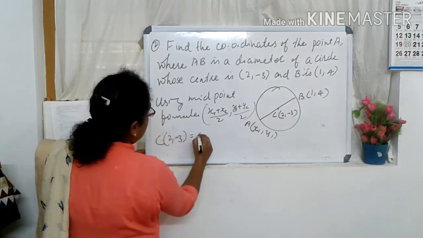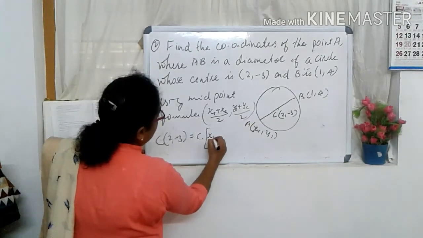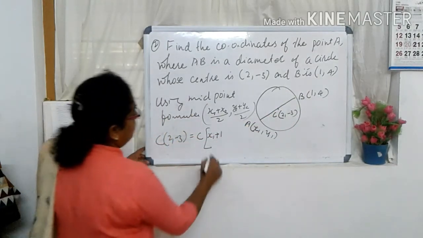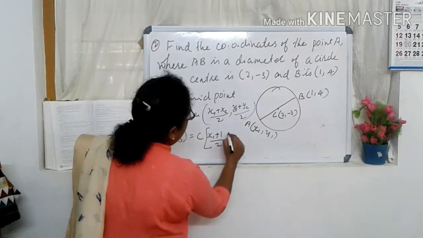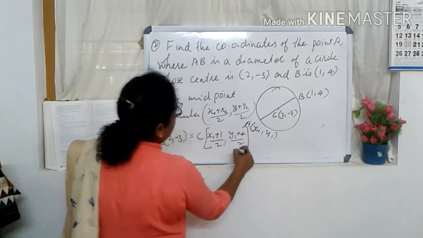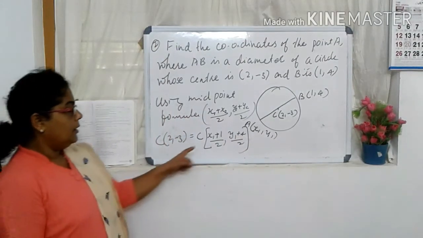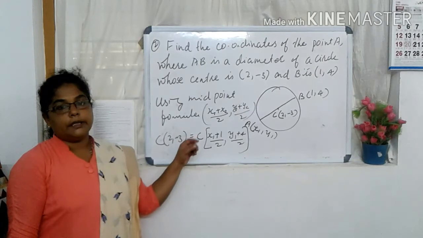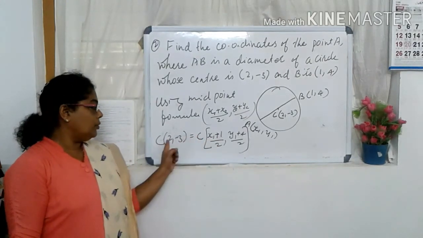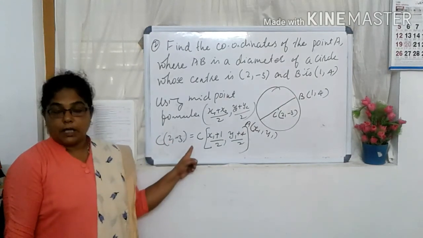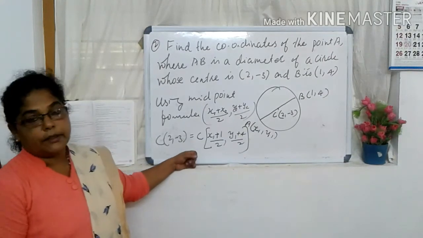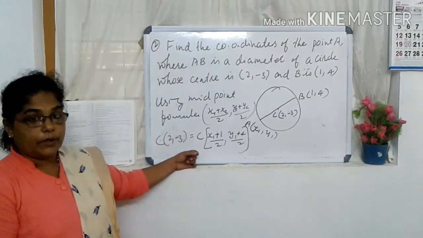So what is A? A is x1, and this is x2. So x1 plus 1 by 2 comma y1 plus, this is y2, y1 plus 4 by 2. Then similarly, like the previous example, equating the x and y coordinates separately: equating the x coordinate, x1 plus 1 by 2 equal to 2, you will get the value of x1, and y1 plus 4 by 2 equal to minus 3, you will get the coordinate of y1. Okay, thank you.